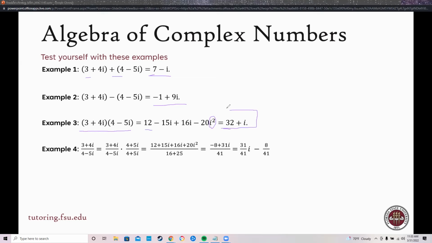And it looks like we were right on example 4. The only way to simplify that truly is to multiply the top and bottom by the conjugate of the denominator. When we do that, we get 16 plus 25 in the denominator, which gives us 41. And then in the numerator, we have 12 plus 15i plus 16i plus 20i squared. 20i squared again turns into -20. So I have 12 minus 20, which gives me -8. And then I have 15 plus 16, which gives me 31i.